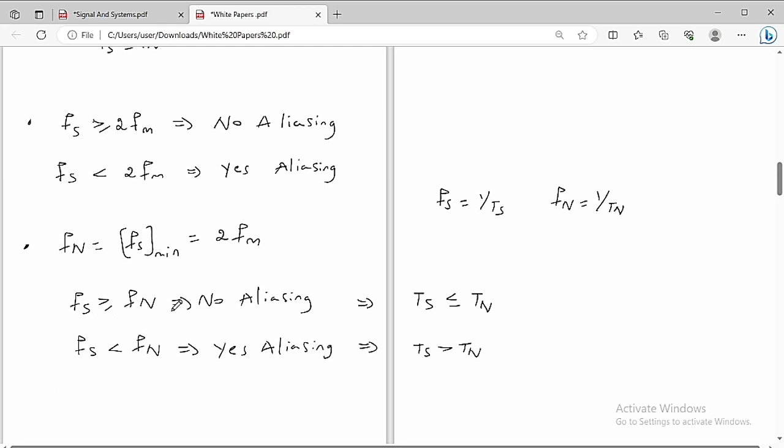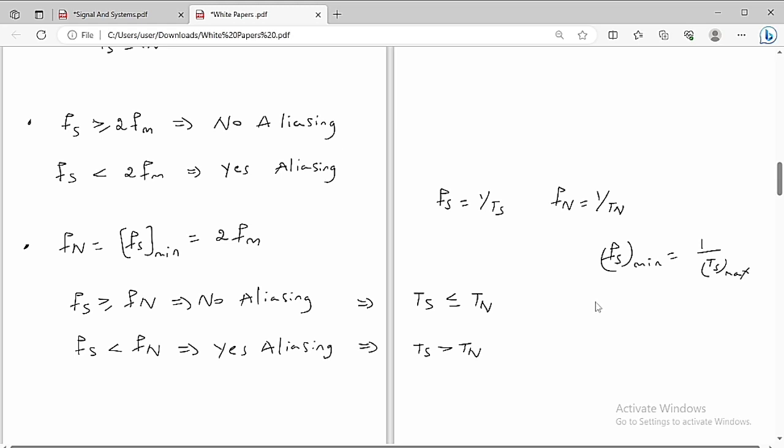So this part you always have to keep in your mind. Therefore, if the sampling frequency is greater than 2 times the maximum frequency, there will be no aliasing. If the sampling frequency is less than 2 times the maximum frequency, yes, there will be aliasing. Fn is nothing but the Nyquist frequency, the minimum sampling frequency for no aliasing. In terms of Nyquist frequency, Fs is greater than or equal to Fn means there will be no aliasing. Fs is equal to 1 by Ts and Fn is equal to 1 by Tn, so we get Ts less than or equal to Tn. If Fs is less than Fn, there will be aliasing, and we get Ts greater than Tn. Suppose Fs is minimum, then Ts is maximum.